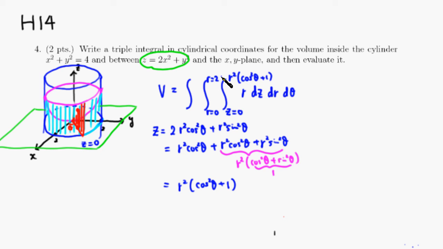Once you've done that, we can swing this thing all the way around once, so theta is going to go from 0 to 2 pi. So that's the triple integral, and I'll let you guys evaluate it. Alright, that's it. I hope this will get you going.